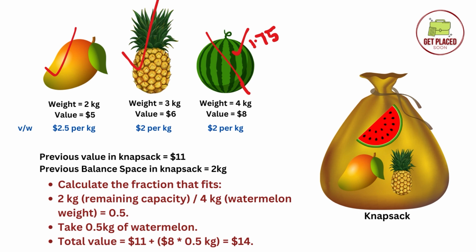Now, to calculate the fraction of the watermelon, you divide the remaining capacity by the watermelon weight. The remaining 2 kg you can fit in the knapsack and 4 kg is the watermelon. That gives 0.5. Now you can add 0.5 of the watermelon to our knapsack. What will be the value? 0.5 times the value of watermelon, that is 8. Now the total value will be $5 of mango plus $6 of pineapple plus 8 times 0.5 of watermelon, that equals $14. So the maximum value you can add into the 7 kg knapsack is $14.